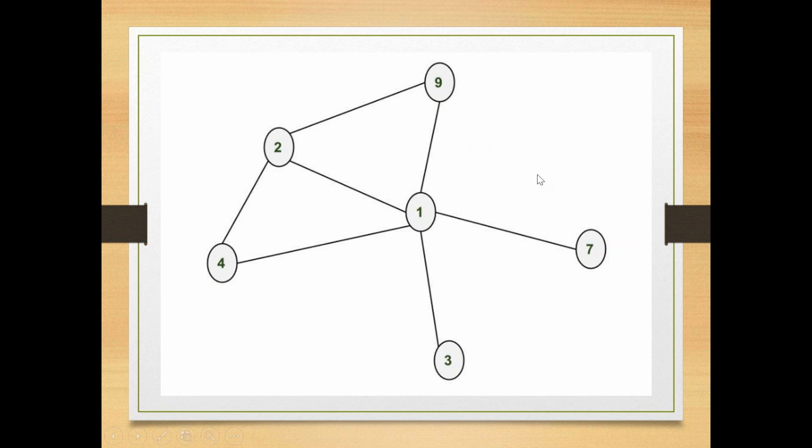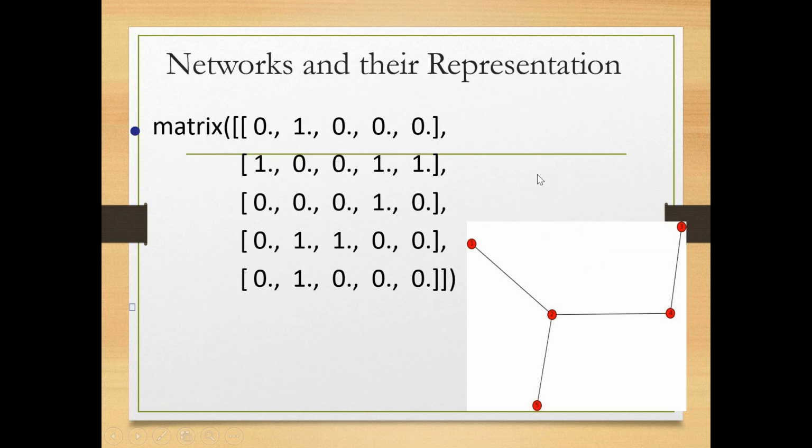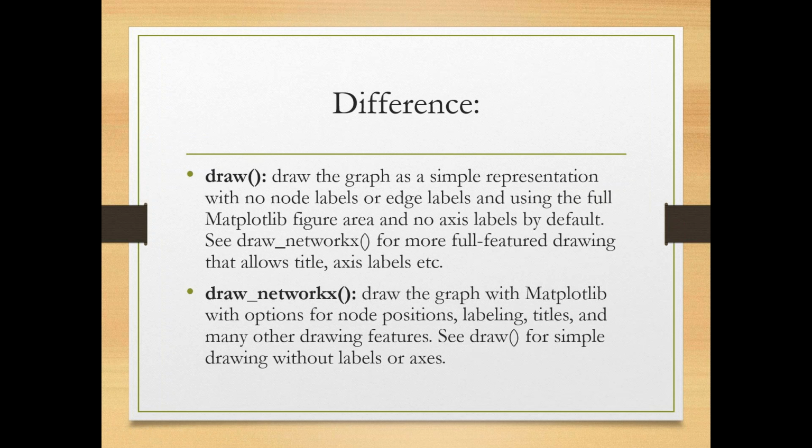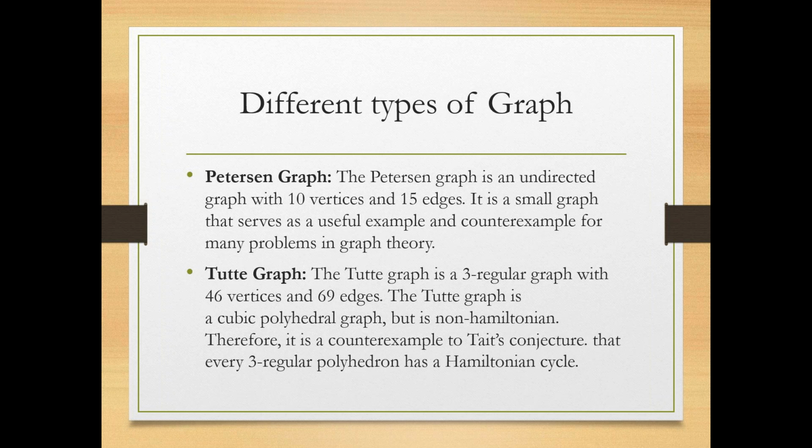Now moving further, we have seen the in-degree and out-degree also, and how we can perform different operations: subgraph, union, composition, complement. Now we will be seeing the different types of graphs. What different types of graphs are there? So first is the Petersen graph.